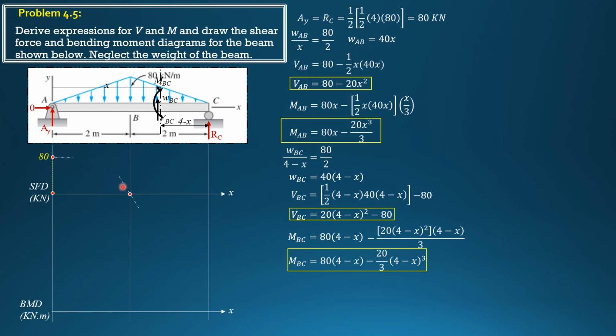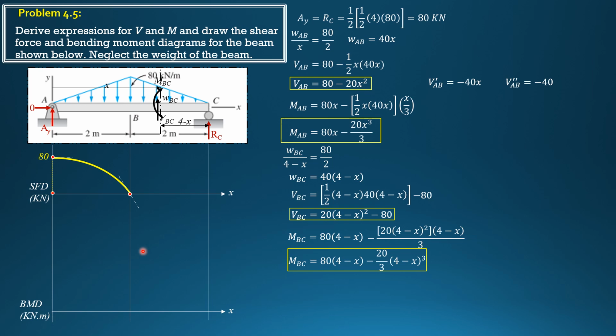So it should be concave downward. The other idea, which I mentioned in the preceding examples, is to evaluate the second derivative of the curve. So the first derivative, V_AB prime, is negative 40x. The second derivative is negative 40. So the concavity therefore is downward. That's why we should connect these 2 points with a concave downward curve as shown.